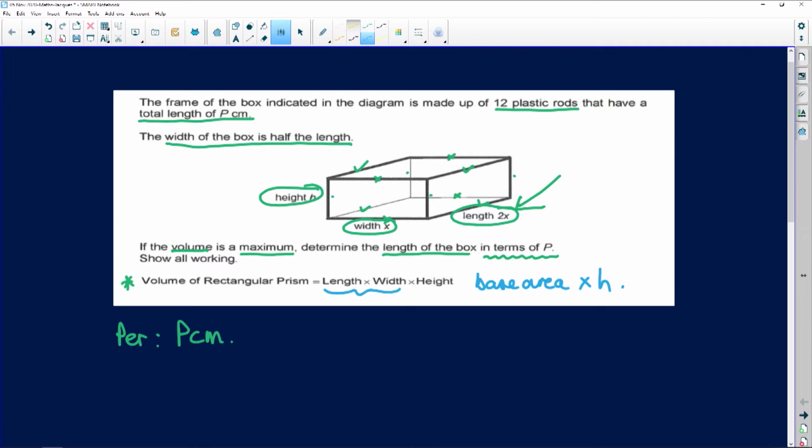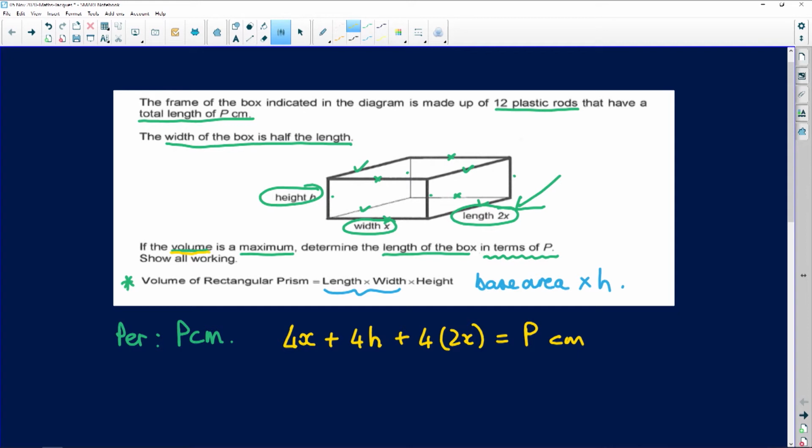Okay, let's see how we can use this information. First of all, there's 12 sides. The 12 sides add to a perimeter of p centimeters. So let's start adding. We've seen that there's 4 x's. We've also seen that there's 4 h's. We also saw that there's 4 of those 2x sides, and collectively they give us p centimeters in length. Now that deals with a perimeter. Now, why do I need to think about that?